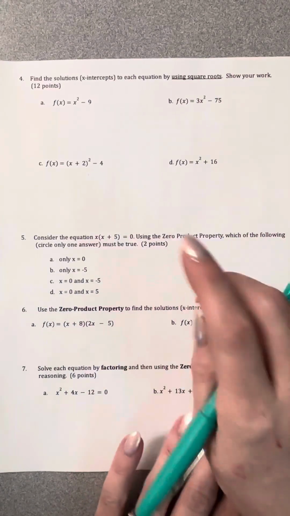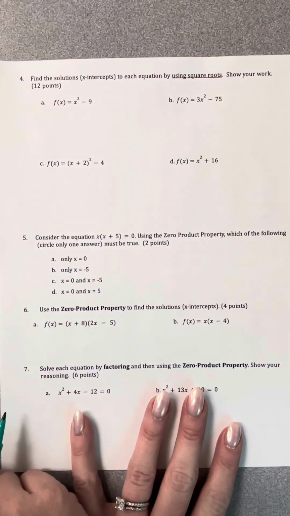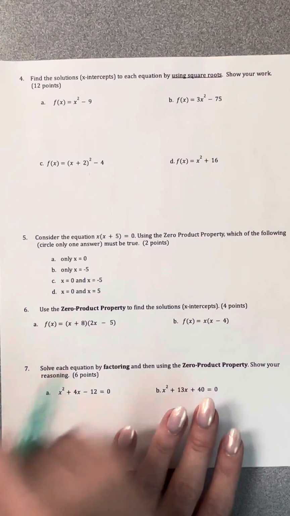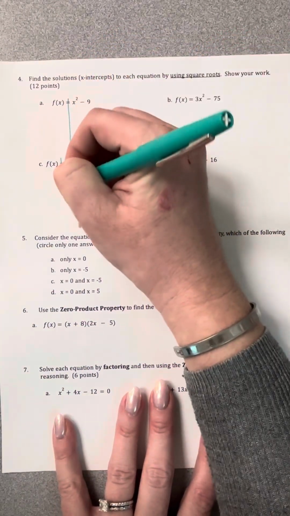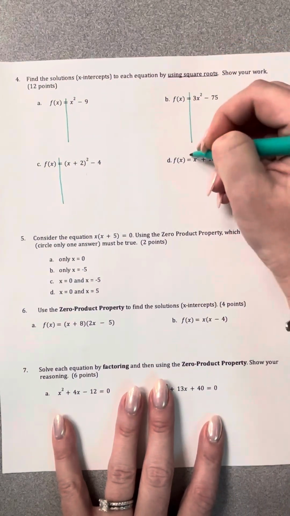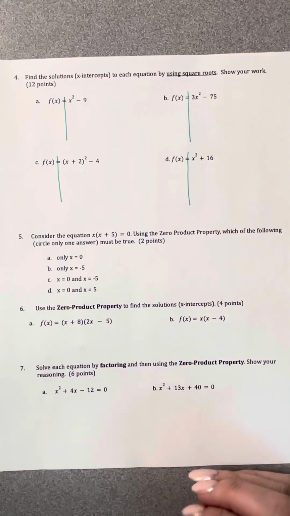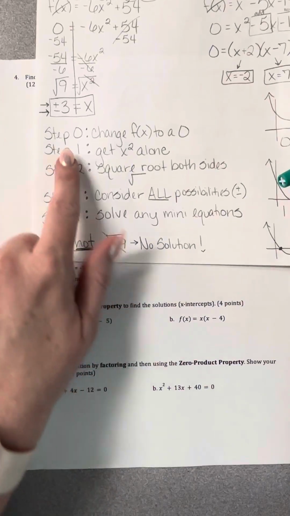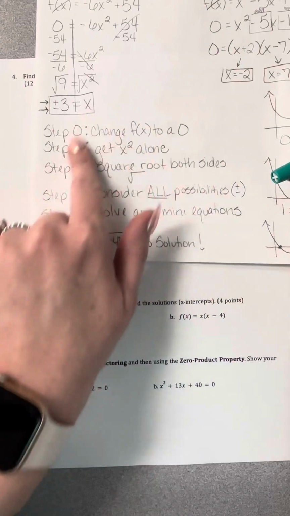Okay, the backside now. Number 4. Find the solutions, which are the x-intercepts, to each equation by using square roots. Show your work. So this is where, for all of these, we have to go through our steps. So these are all going to be solving equations first, then square roots. So on your note sheet, hopefully you wrote step 0, 1, 2, 3, and 4. So these are the steps that you're going through in order to solve these.